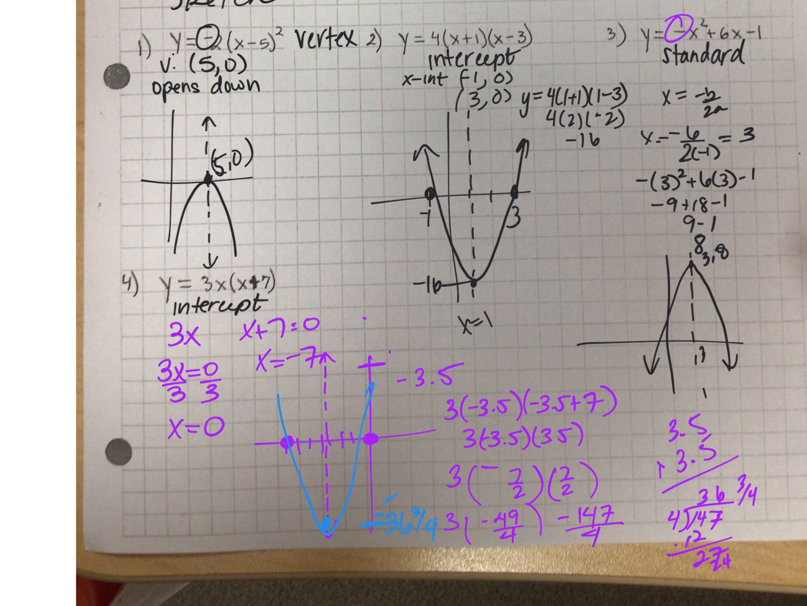Okay. And then I can answer my other questions. It's decreasing to the left of negative 3.5, right? It's increasing to the right of negative 3.5. Okay. And we've been doing domain and range all week. Domain is all real numbers. Range is greater than my minimum, greater than or equal to negative 36 and 3 fourths.